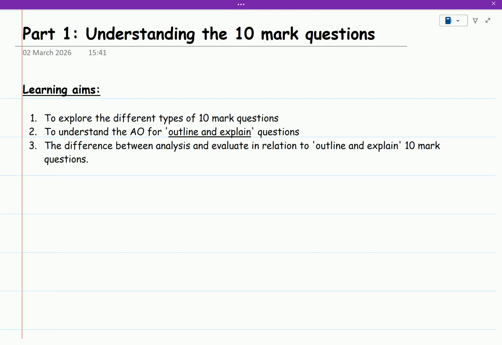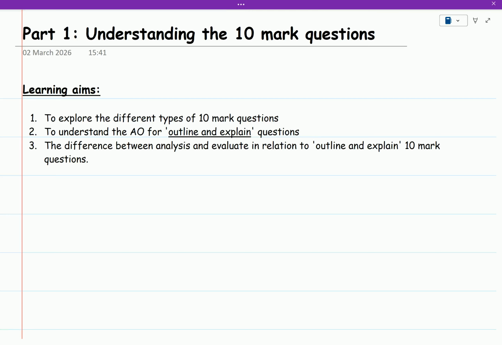But moving forward, I think the best place to start is to go straight into the learning aims. So, what can you expect to achieve by the end of this? We need to explore the different types of 10 mark questions. You will know from your studies so far that, for example, with culture and identity, you're going to have two types of 10 mark questions. And we really need to understand the differences, the visual differences, what the questions are asking you to do, etc.